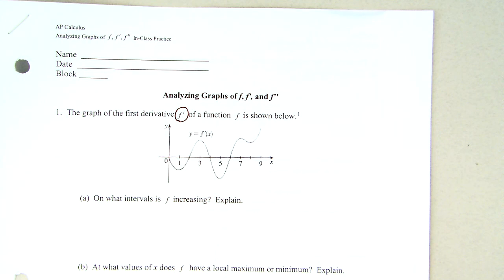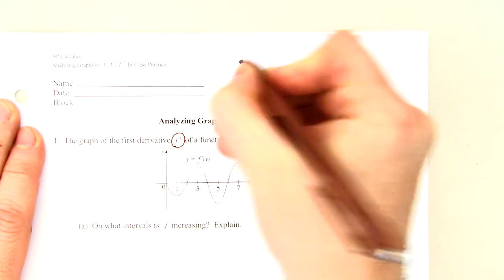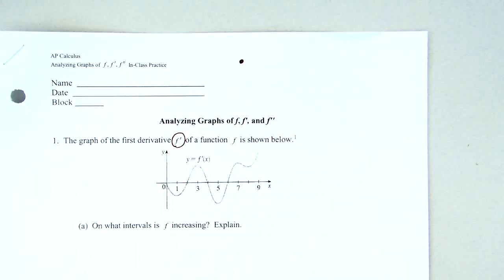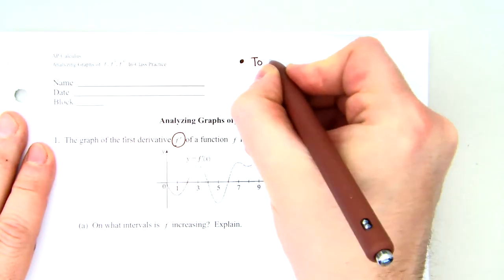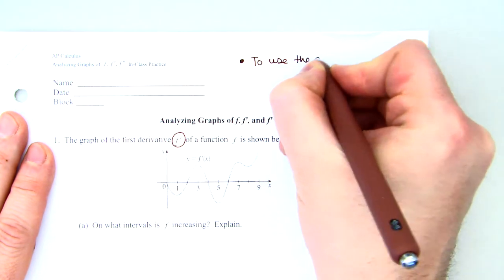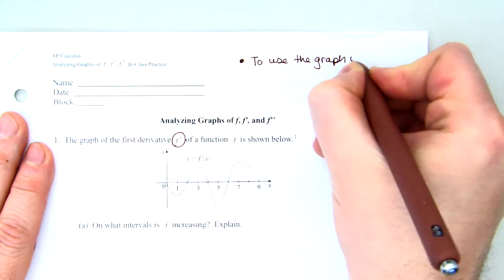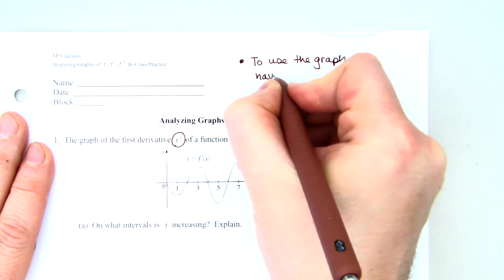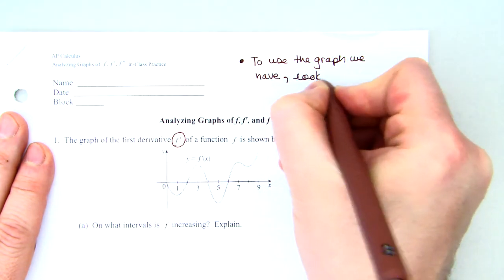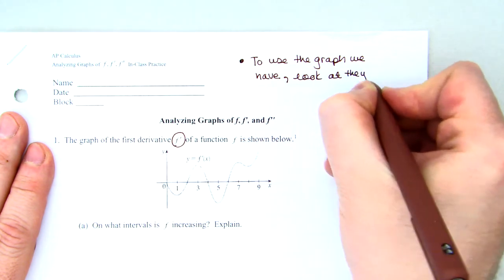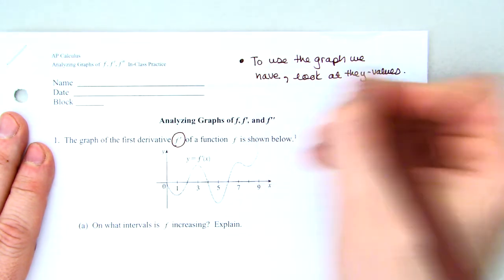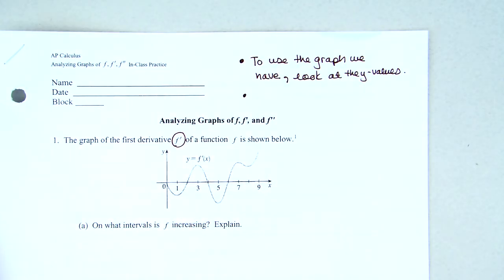I would like to write 2 notes at the top of the page that will not make a whole lot of sense initially, but will as we work our way through this example. 2 bullet points. First of all, to use the graph we have, look at the y values.